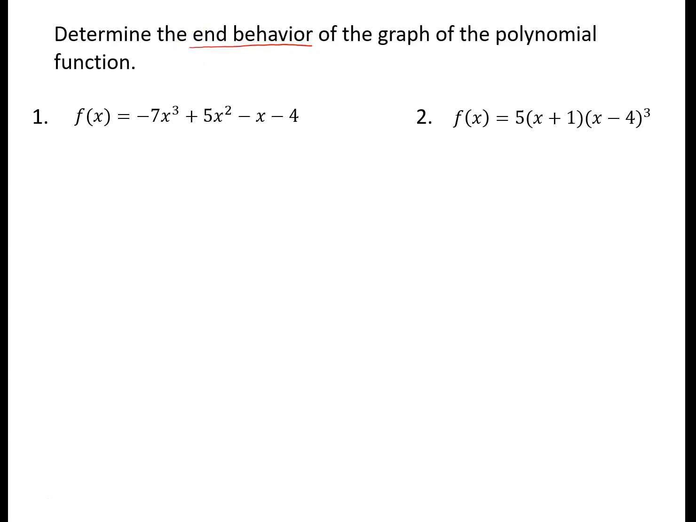Okay, let's look at number 1. Our terms are in descending order. My highest exponent is a 3. That's the degree. So we're going to call that n. n equals 3. Now, what we need to know about that is whether it's odd or even. In this case, it is odd. So that tells me the ends are going to go in opposite directions.